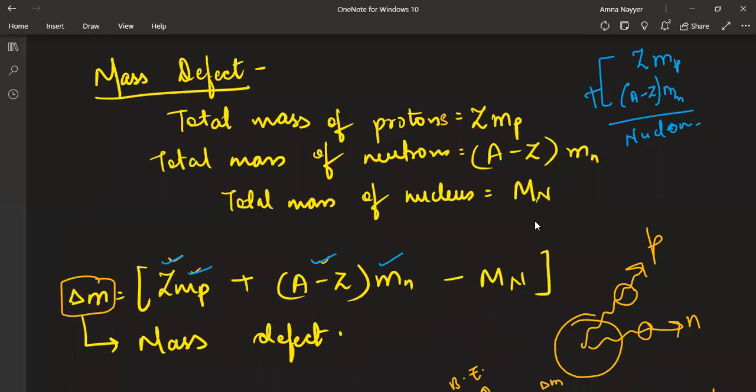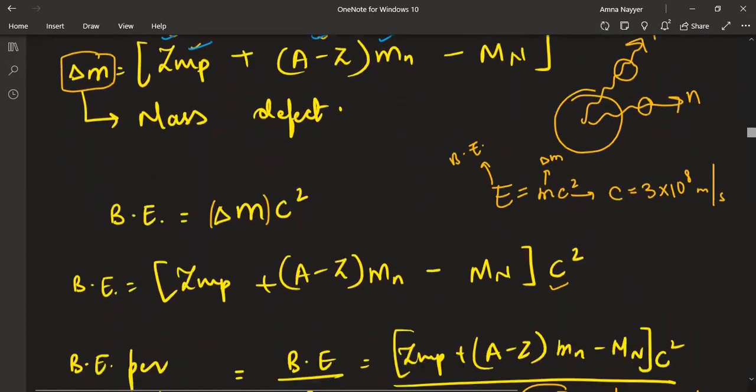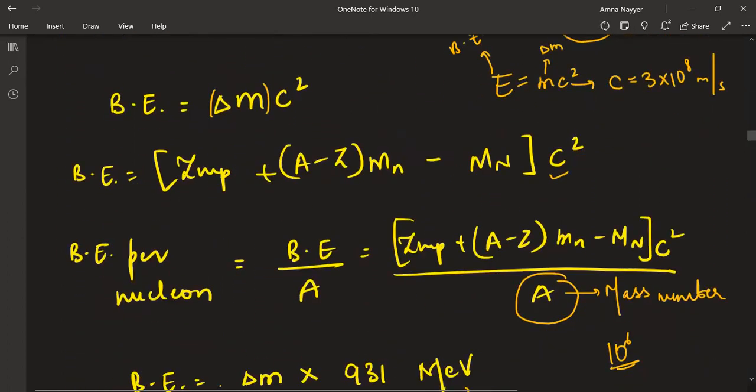Whatever defect has been created while constructing the nucleus: what should have been the original mass of the nucleus and what is currently the mass of the nucleus. That difference gives you the mass defect, and from this we calculate a quantity which we call the binding energy. Whatever mass defect you have obtained, multiply it by C square, the square of the speed of light. So you will multiply [ZMP plus (A minus Z)MN minus M] into C square. If you are asked for binding energy per nucleon, then divide by the mass number. Same procedure, divided by the mass number.